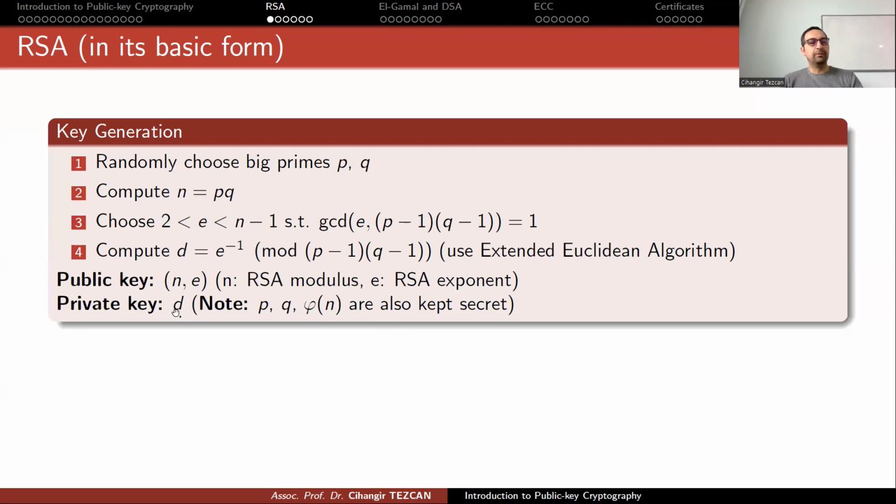Now the private key is D. But also, we have to keep P, Q, phi n, which is actually P minus 1 times Q minus 1. We have to keep all of these secret because if you expose P, then they will find P and Q, right? Then they will calculate P minus 1 and Q minus 1, so they can find the inverse of E like D, and they can capture the private key. Okay, so this is why the security here depends on the hardness of factorization problem.